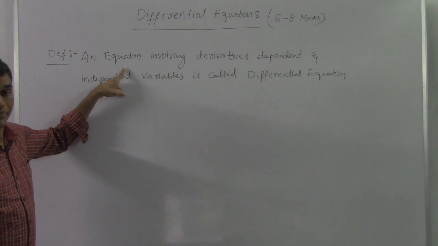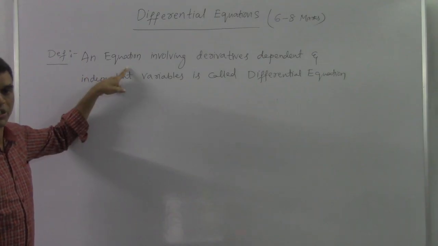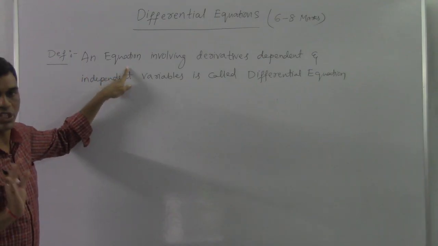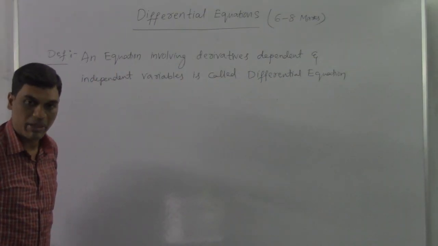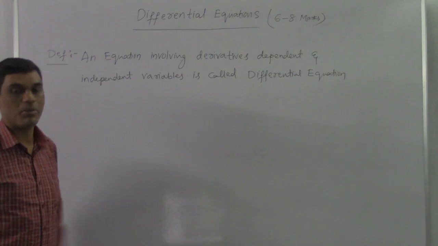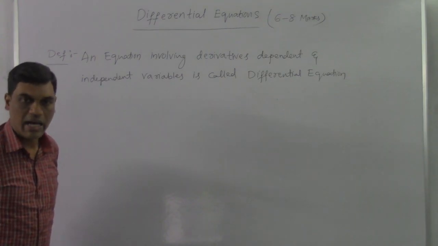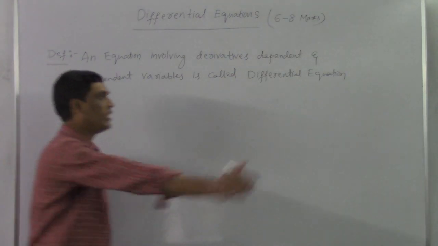An equation. You have to observe this one. First of all, there should be an equation, that means equal to 0. An equation involving derivatives, dependent and independent variables is called a differential equation. Already in differentiation only we have discussed that one.